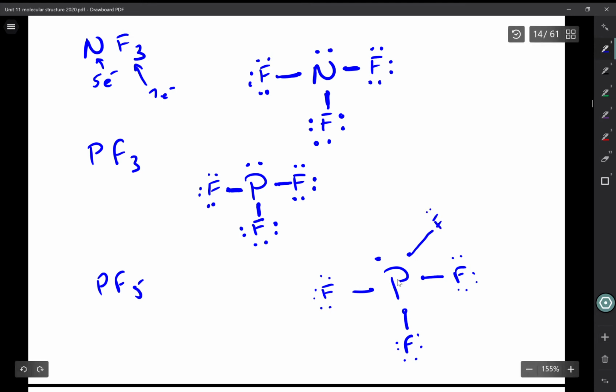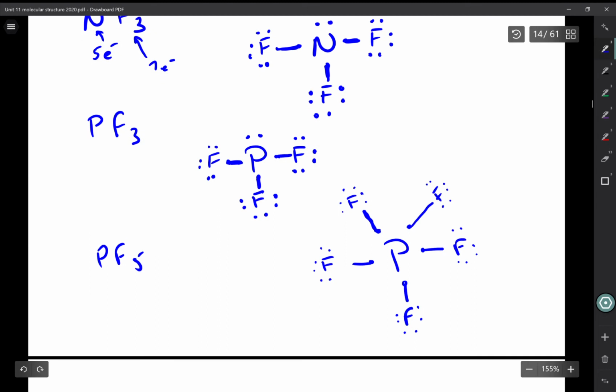So the two new fluorines attach, each with 7 valence electrons. So there you go. And that's PF5. All right. So, yeah, if you have to hold more than 8 electrons, then typically your unshared pairs of electrons will split up and create new bonding sites.